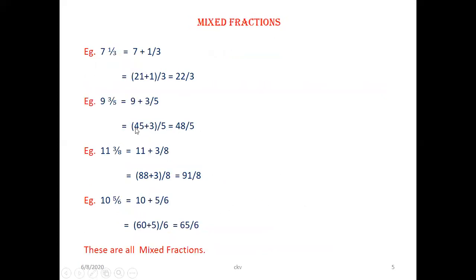Let us see a few more examples for mixed fractions. 7, 1 by 3 actually means 7 plus 1 by 3. When you add these two, you get 22 by 3. 9, 3 by 5 means 9 plus 3 by 5. So 5 nines are 45 plus 3 by 5, so it is 48 by 5. You observe carefully here that every mixed fraction, if you write it this way, would be in the form of an improper fraction where the numerator is greater than the denominator.